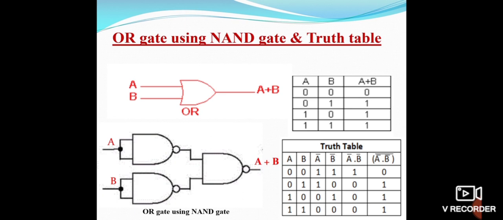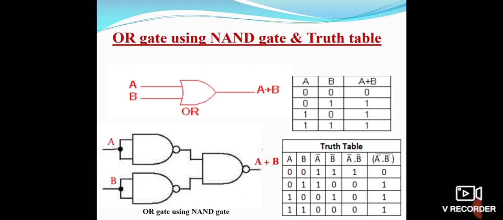OR gate using NAND gate and its truth table. This is the logic representation of an OR gate, and this is the truth table. In an OR gate, the output will be high if any one of the inputs is high.